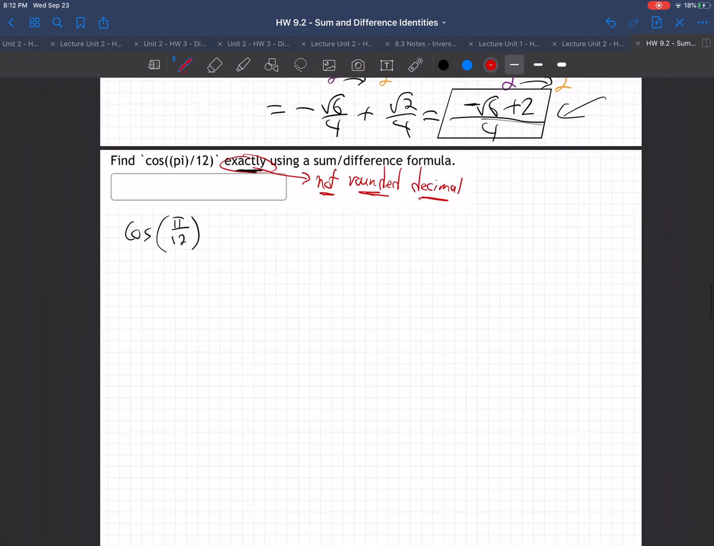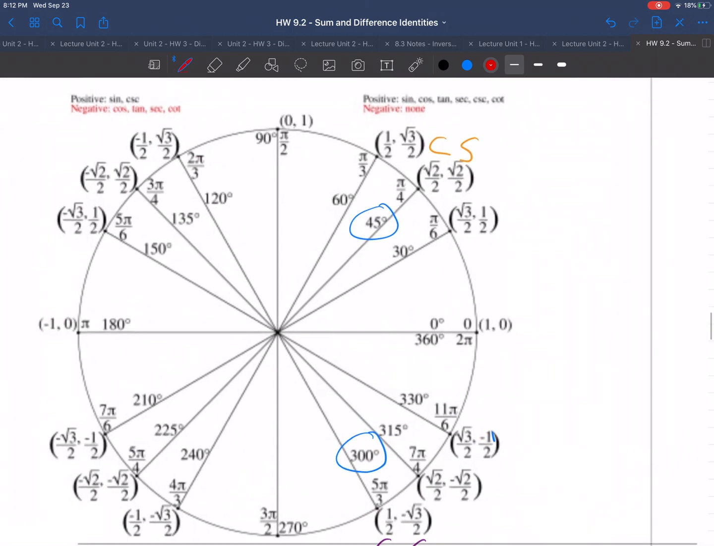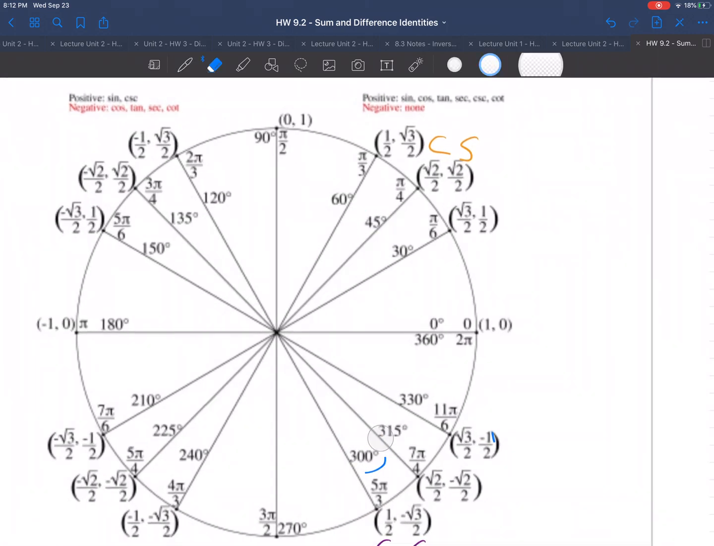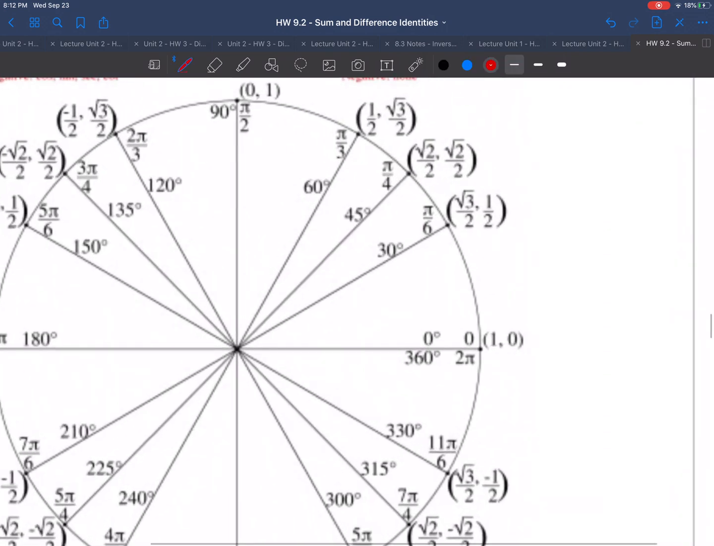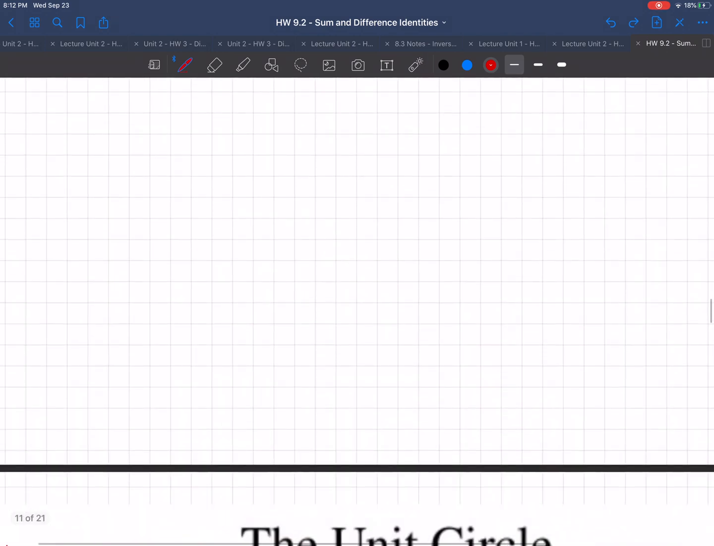Well, we could use the unit circle, but the problem is pi over 12 is nowhere to be found. Let me erase what I did before. Nowhere to be found on the unit circle, right? Here's pi over 6. There's no pi over 12 anywhere. So what are we going to do?